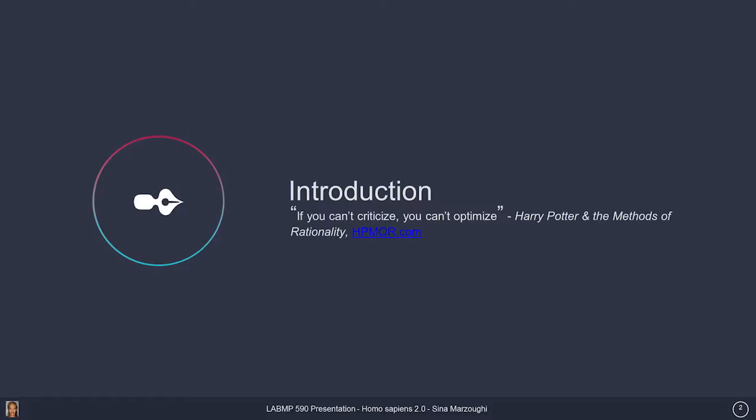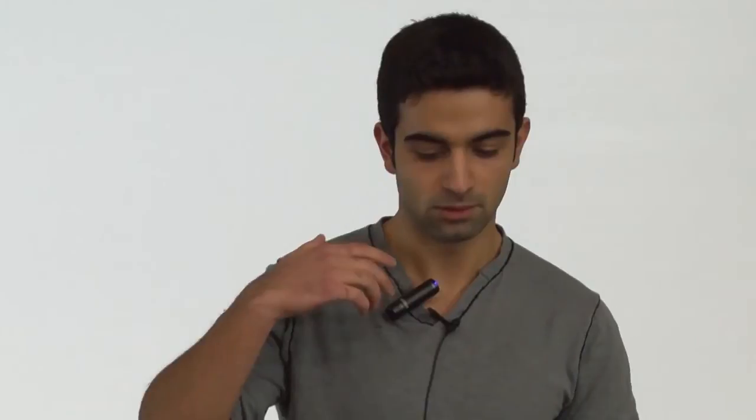Just as an introduction, I'm going to be doing some criticism of natural processes in this presentation. So I just wanted to start with this quote. It says, if you can't criticize, you can't optimize. The point of this criticism is to understand the weakness of biological systems and see how we can use technology to improve natural biology, physiology, and the human condition.